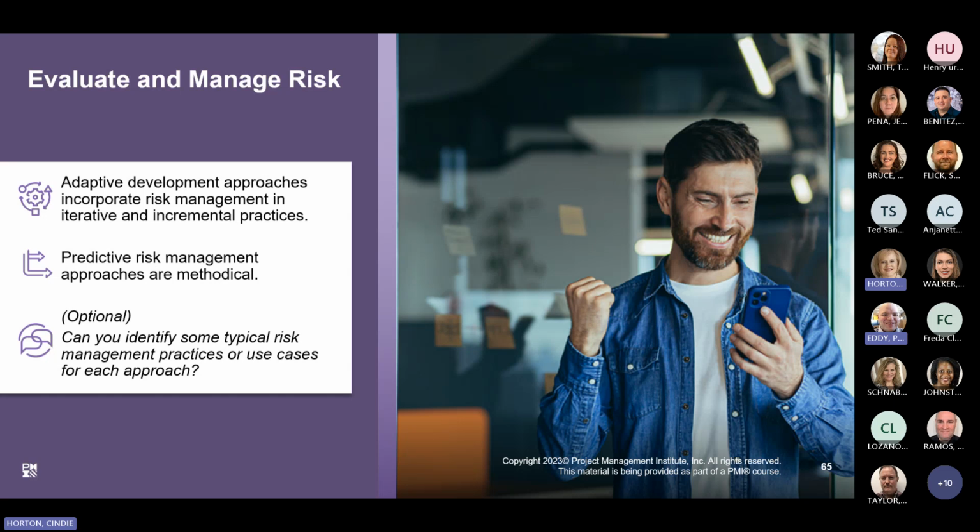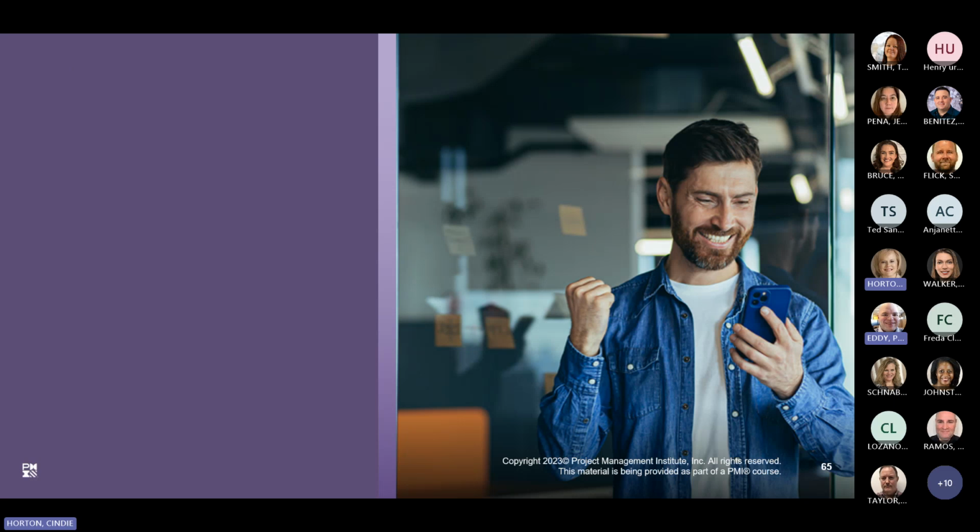So what I found useful when I was looking at this question, because the documentation doesn't necessarily give you the answer to this, was I just went out and queried, what are some typical risk management practices or use cases for adaptive and predictive approaches. So it's a good way to learn a little bit more and to get those concepts solidified. Okay, cool.